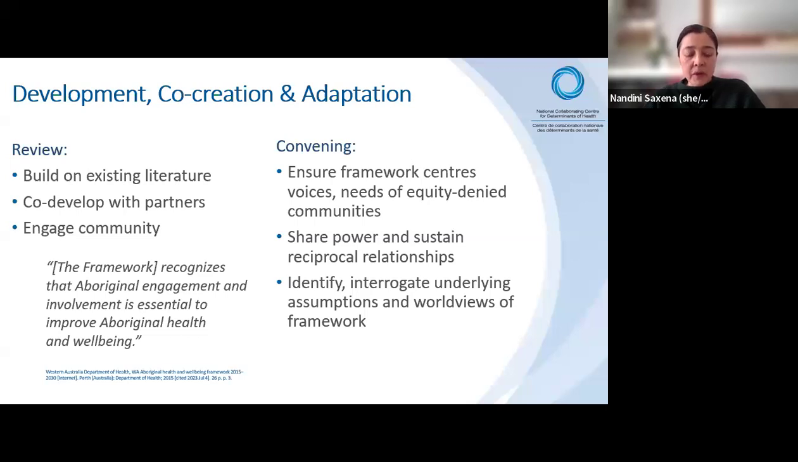The other theme that came up during the convening was, especially when looking to adapt a framework, there's a need to identify and interrogate the underlying assumptions and worldviews of that particular framework, and to ask, does it align with personal and organizational values, recognizing that frameworks can unintentionally transmit inequitable worldviews and systems in which they're created.